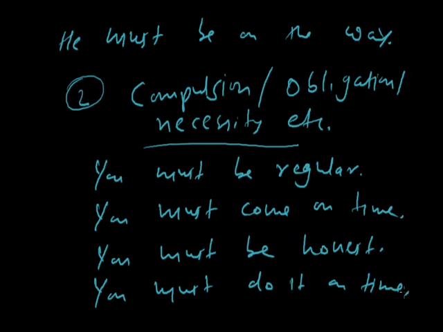Now must shows compulsion, obligation, necessity. You must be regular means you have to be regular. It is compulsory for you to be regular. You must come on time means it is a compulsion, it is an obligation. You are obliged to come on time. You must be honest means you are obliged to be honest, man. And you must do it on time means it is necessary for you to do it on time. You are compelled. You have no other way. You have to do it.